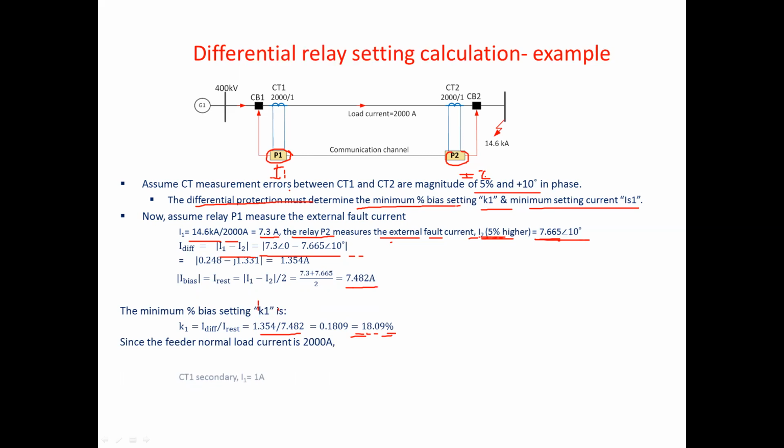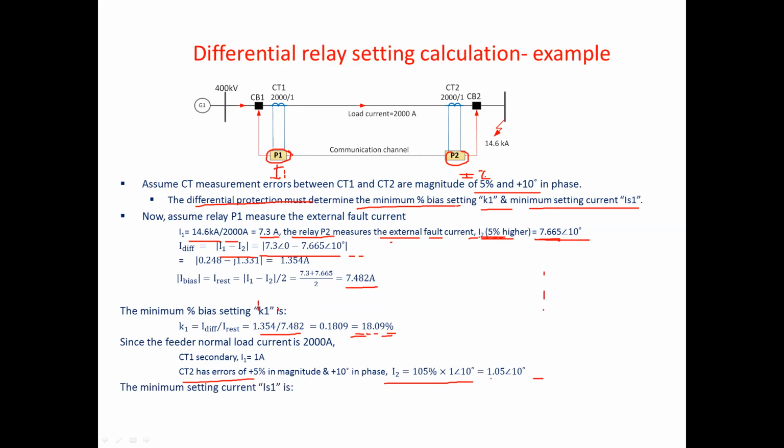Now, since the feeder normal load current is 2000 here, the CT secondary current is 1 amp, and the CT error has this magnitude, so I2 will be 1.05 times 1, that is this one. So the minimum setting current, IS1, that is the K1, that's K2. So we found out the K1, which is this one, 80%. And then IS1 will be I1 minus I2, that is 0.185. Normally, by default setting, it was 20%, but in this case, it is 18.5%.